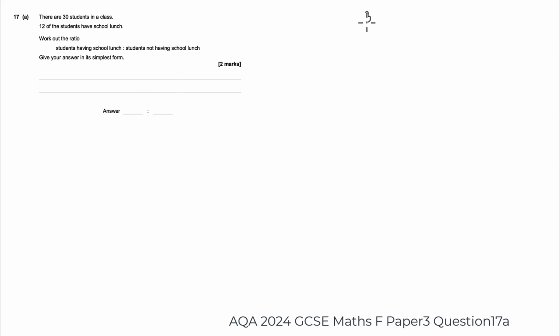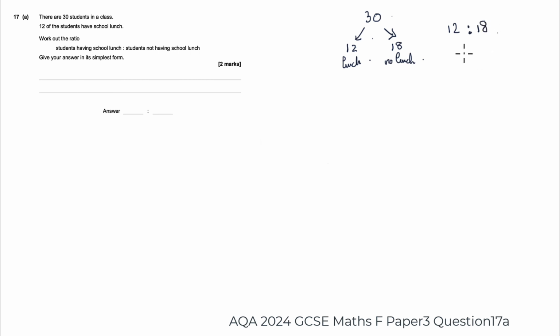So of the 30 students, we have 12 that have lunch. The rest of them, take 12 from 30, do that in your calculator if you need to, 18 do not have school lunch. So the ratio of students having school lunch, 12, to students not having school lunch is 12 to 18.